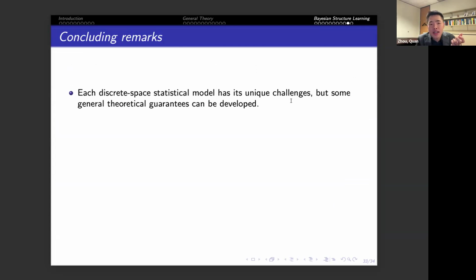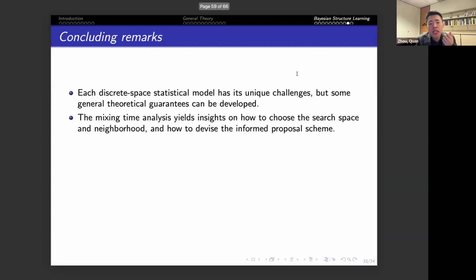So first, I want to say that discrete space statistical models have their own unique challenges. But in general, some theoretical guarantees can be developed. Second, I want to say that this mixing time analysis is actually very useful from both theoretical and practical perspectives, because once you conduct the mixing time analysis, it will motivate you to think about what is going to be the appropriate search space I want to work with. And for many discrete space problems, this is actually not that obvious. For variable selection, this is kind of trivial, but for problems like structured learning, this is not really a simple question. And then you also need to think about how you build the neighborhood, so that locally you will have some kind of consistency guarantees for your posterior distribution. And also, if you think about your informed Metropolis-Hastings scheme, then this mixing time analysis also tells you how you should devise this informed proposal so that in theory it can behave well.